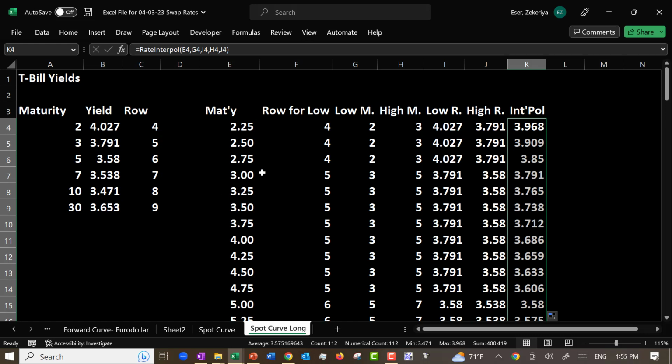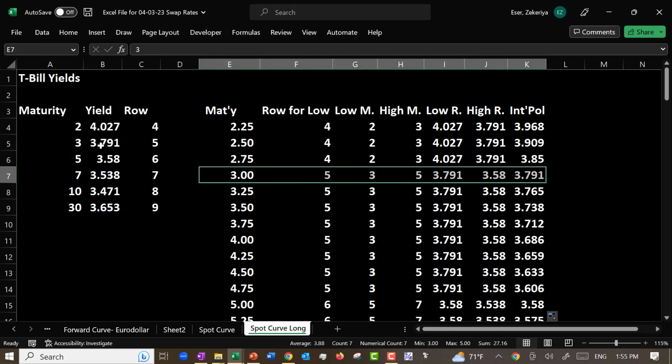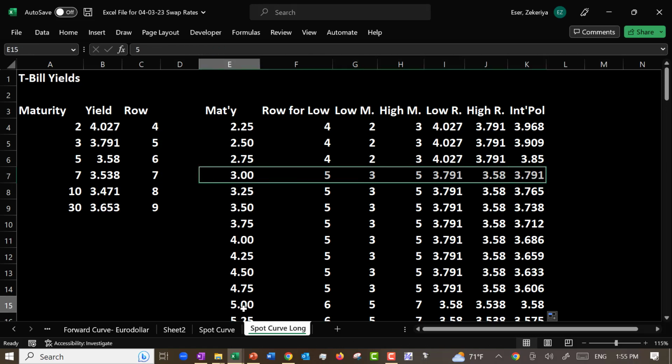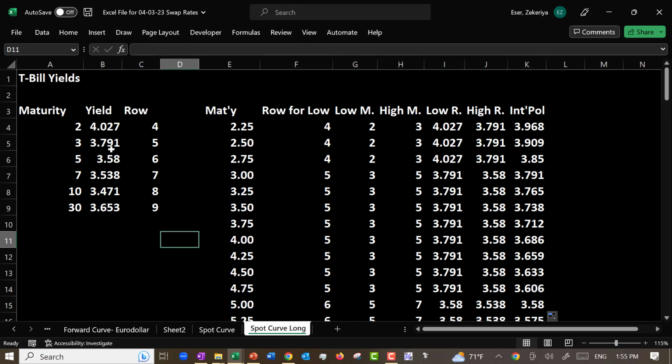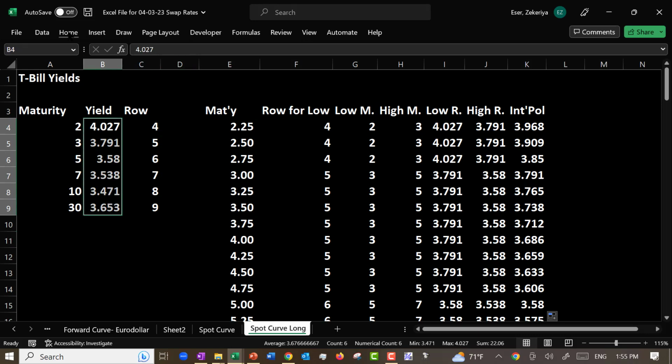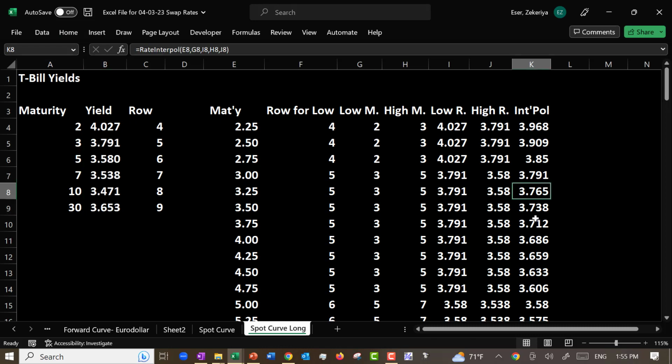Now, as a check, at exactly 3 years I should get that. Exactly 5 years, I should get that. 358, yeah. You get how I get those?